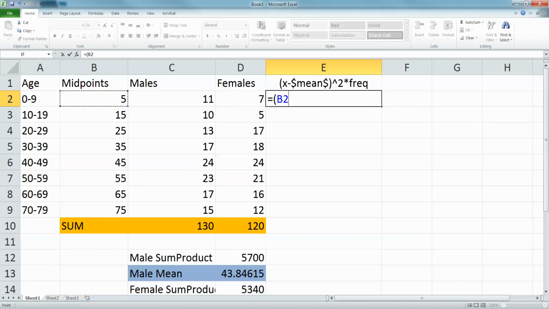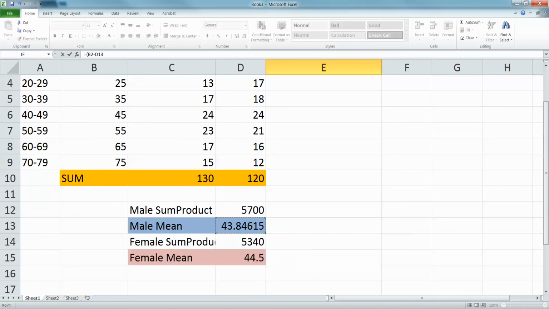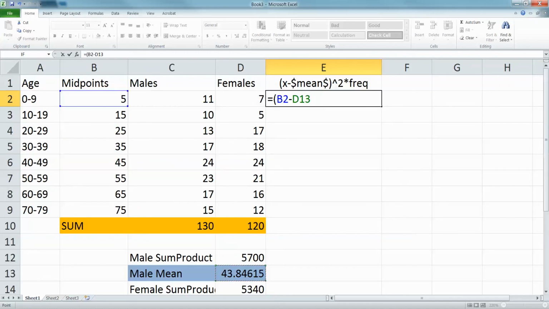So you take your midpoint, which is 5, in my case cell B2, minus, and I'm going to work on the men right now. So minus the male mean, which is in cell D10. I'm going to give it dollar signs by pressing F4. So that means that the mean will stay constant through this whole calculation. Then I'm going to close my parentheses. I'm going to square it. I'm going to multiply it by my frequency, which is 11, which is in cell C2. And you definitely want to use cell references for this.